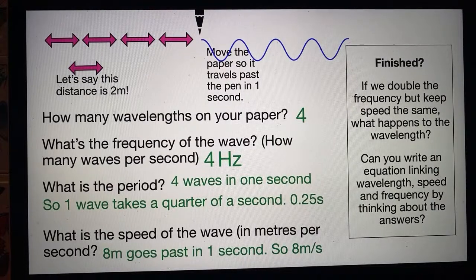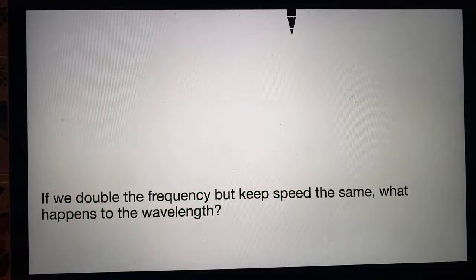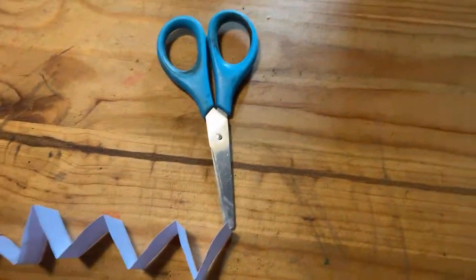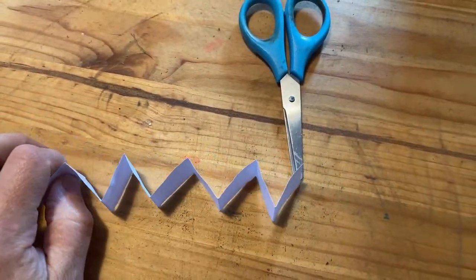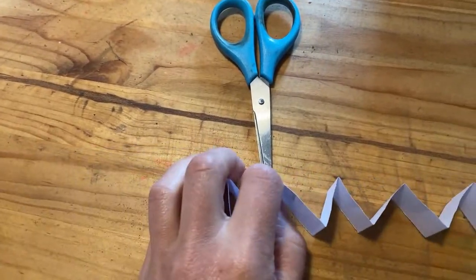Is that right? Okay, if we double the frequency but keep the speed the same, this is why I thought it might be useful for you to have another little wave made. I made a right hash of this on Facebook yesterday because I was trying to hold both bits together whilst filming it, which didn't work. So I've sellotaped both bits together. If we double the frequency but we keep the speed the same, what happens to the wavelength? All right, let's have a look. So first of all, if I just cover this bit with my hand, this was our original wave, right? Passing this point in 1 second.